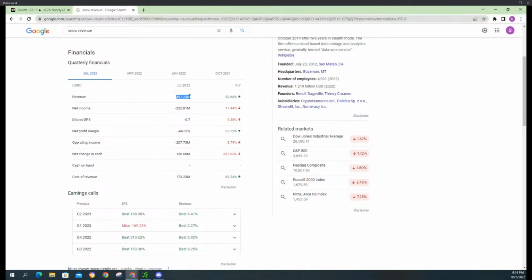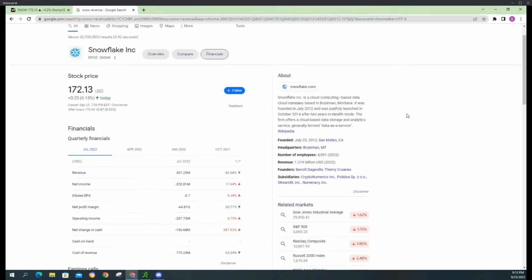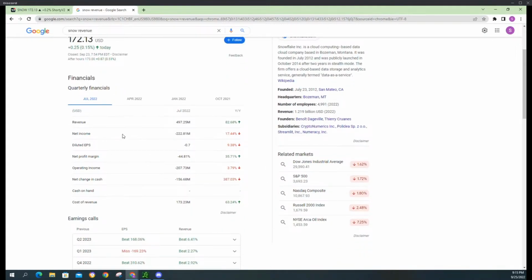I think it's half a billion last quarter. It's 500 million. Yeah. So they're a $1.2 billion company. It's not bad. I would just have to research it a little bit and see, but I just don't know.